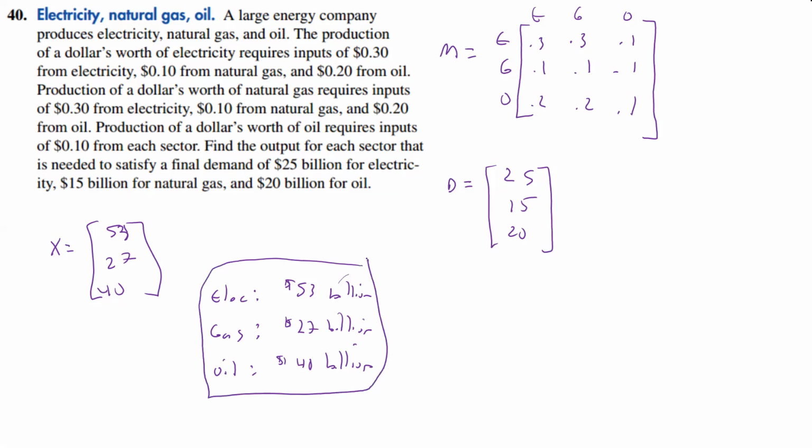And so that's going to be our final output. That's the output for each sector to satisfy this demand. Okay, so that's how much output they're going to have. All right, so hopefully that helps your understanding. Find M, find D, then find X by taking I minus M, find the inverse of that, take it times D, get our X, and then interpret what that means based on what the problem says.